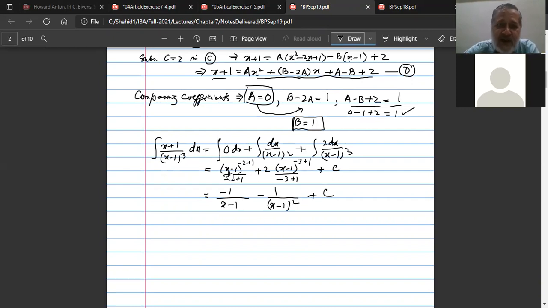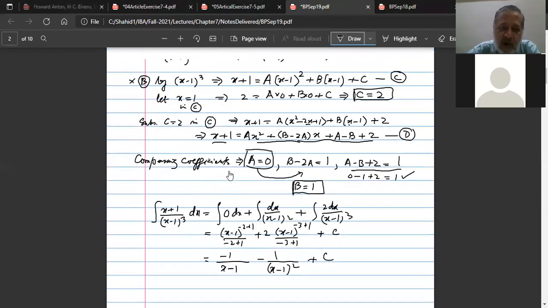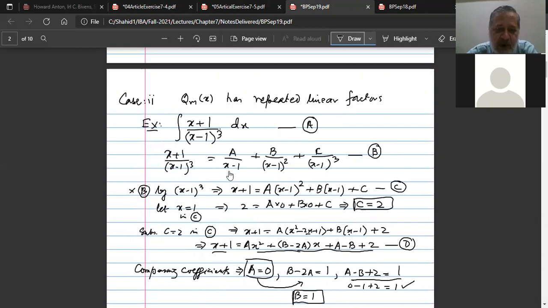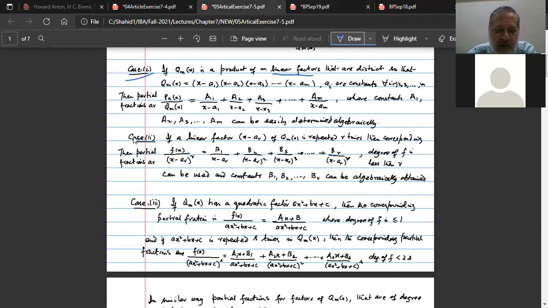So the second case is that when a linear factor is repeated a number of times. If it is repeated r times, there will be r such terms.